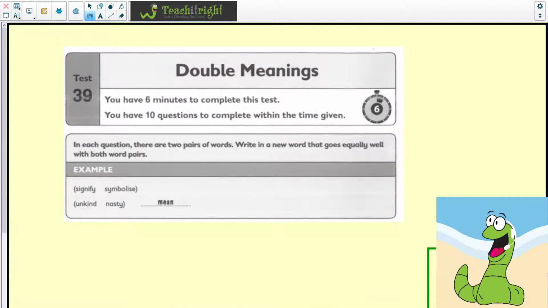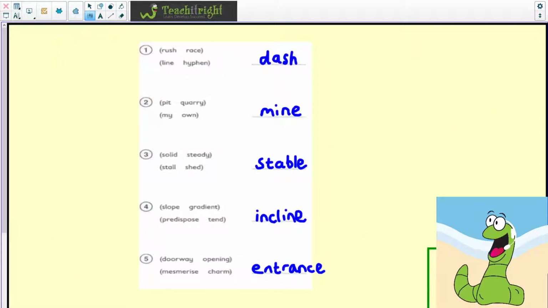These double meanings now, the first double meaning one, you need to go to test 39, that is on page 44. So if I can ask you to go there. If you haven't done it yet, then obviously pause the video, work through them, and then you'll be able to mark them afterwards. So let's have a little look and see.